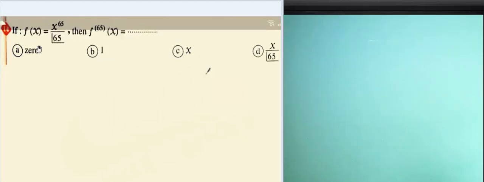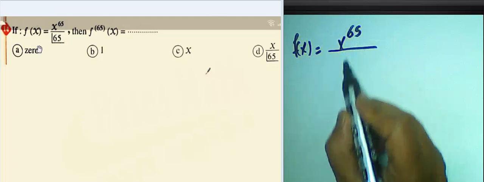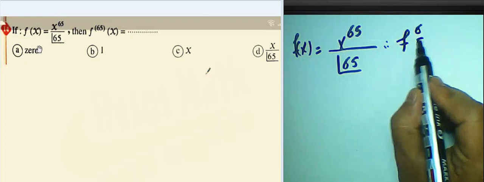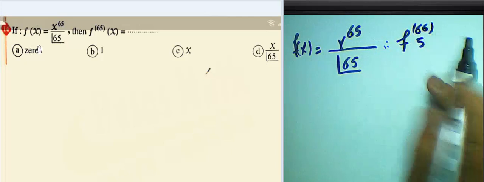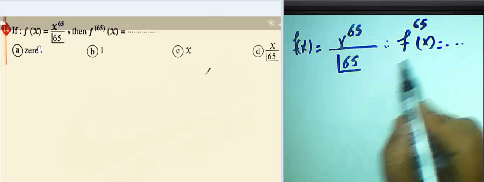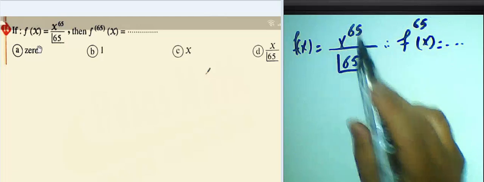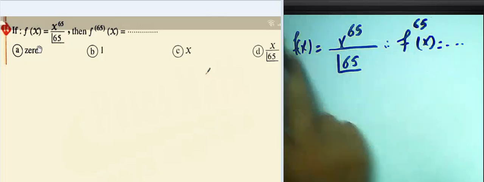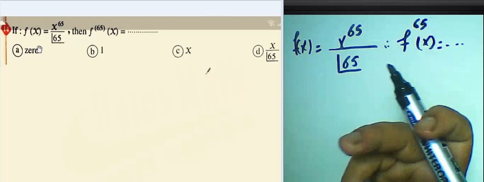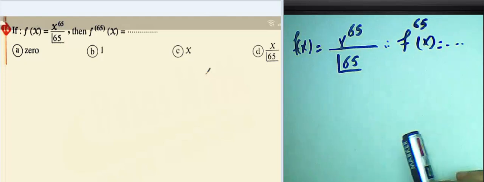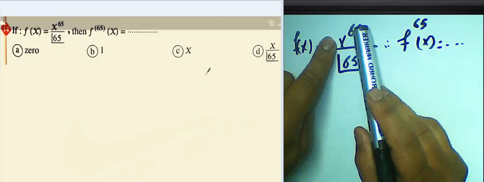Question 14: if f of x equals x to the power 65 over factorial 65, then f of 65 of x. You want to find the 65th derivative of the function f of x. Okay, we have here x to the power 65. He asked about the 65th derivative. 65, meaning what? Odd or even number? It's odd. You must know the 65th derivative of x to this power means factorial of this power.